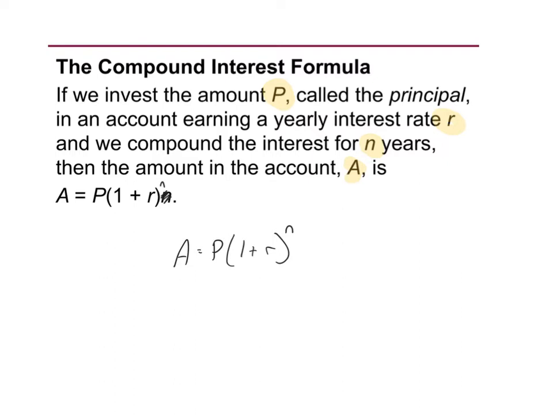And one other point that I want to make is that the R, that interest rate, is in decimal form. So if I have 10%, that is equal to 0.10, or 72%, that is equal to 0.72, or 8%, like the previous example, is 0.08. Okay, so we have to make sure that we convert our interest rates to decimal form.